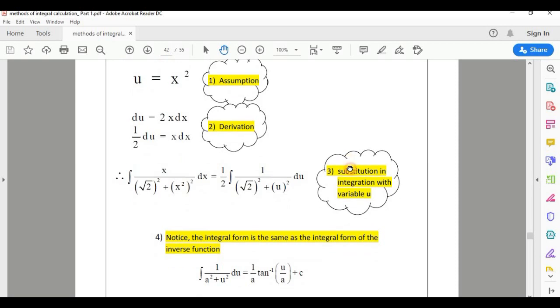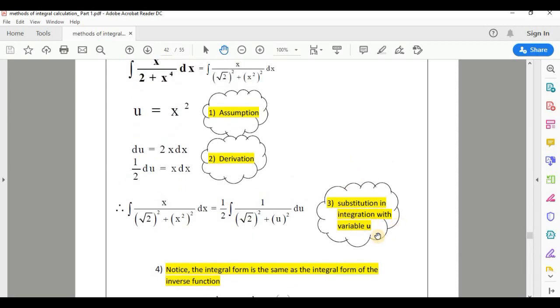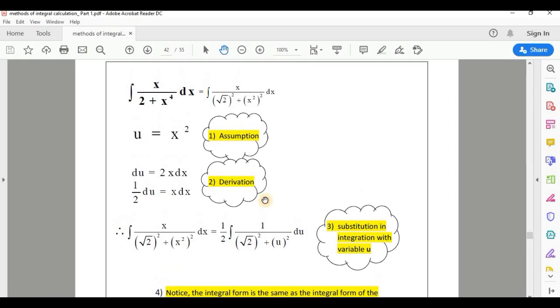The third step, we will substitute in the integration with the variable u. We have this integral. It will be equal to the integral of 1, with the number to the power 2, which we keep as it is. What is x squared? From the assumption, x squared equals u, so it will be u to the power 2. And x dx will be equal to half du.